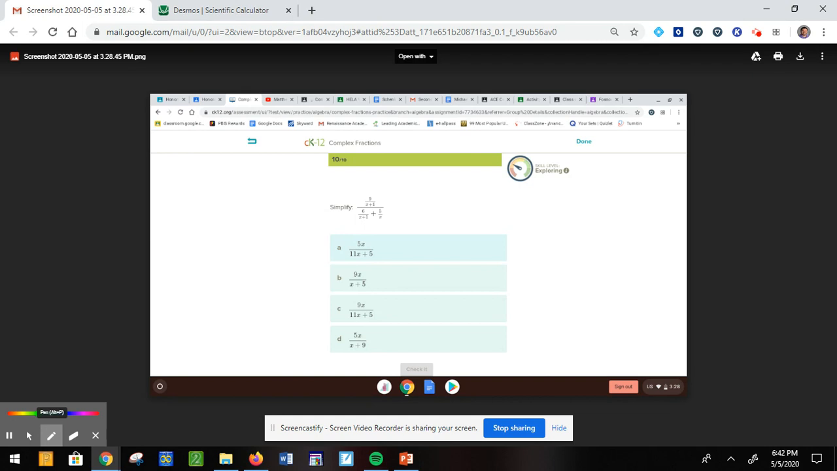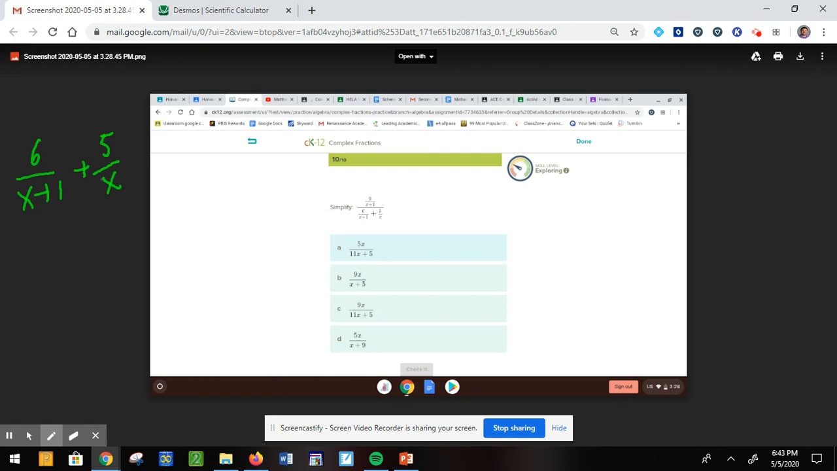All right, so we're going to start with 6 over x plus 1 plus 5 over x. We need a common denominator to add them together. It seems like x and x plus 1, there's some connection there. There actually isn't. They don't share anything. Think about it this way.